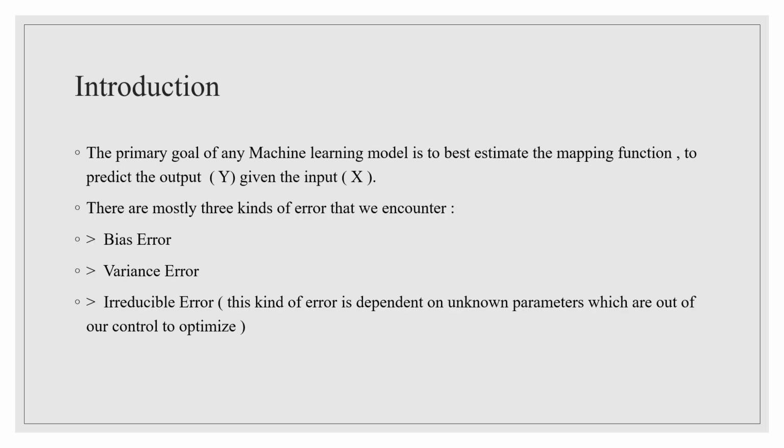Alright. So first thing, the introduction. Basically, the primary goal of any machine learning model is to best estimate the mapping function to predict the output given the input. So you just want to predict to the best of your model's ability. There are three kinds of error which we might encounter in the process. First one is the bias error. Second one is the variance error, and the third one is the irreducible error. This kind of error is dependent on unknown parameters which are out of our control to optimize. What's in our hand are the first two, bias error and the variance error.